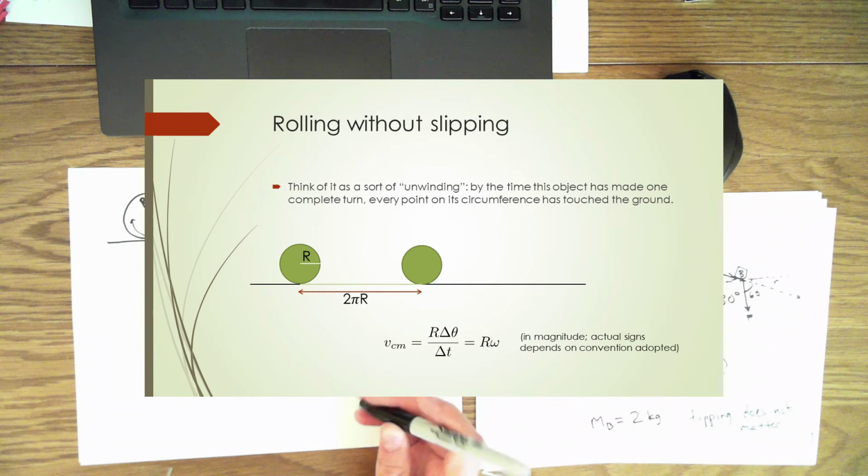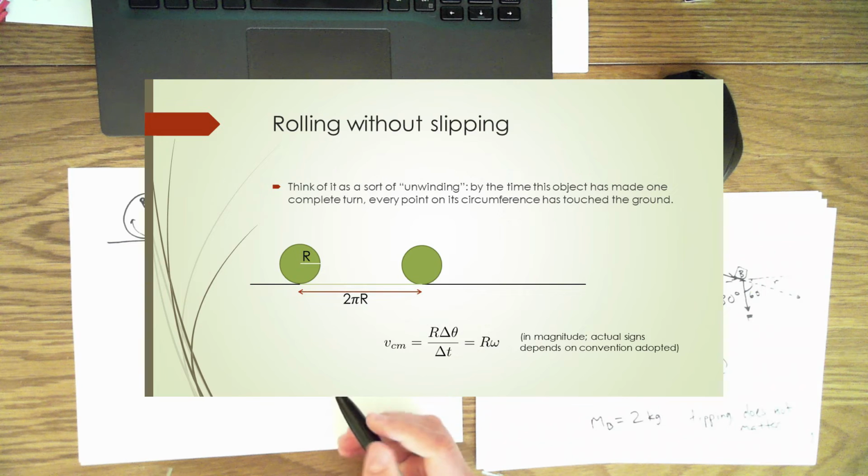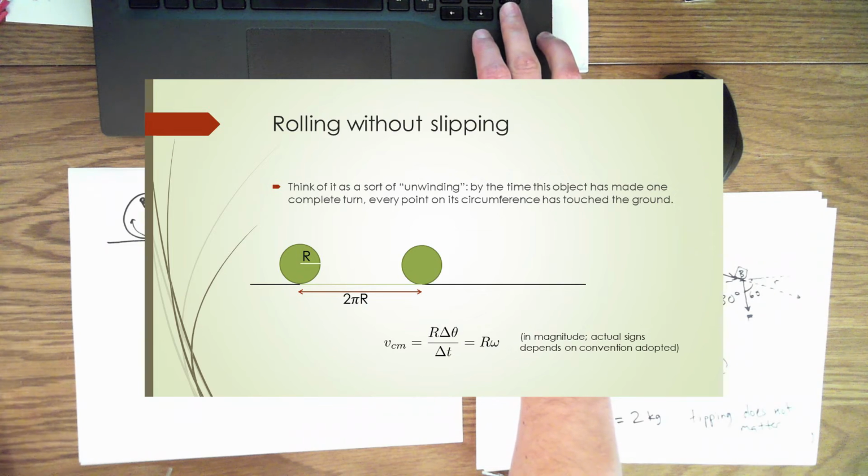So when this thing rolls through a full turn, the distance the center of mass has moved is 2 pi r. And in general, if you move less than that distance, you roll through an angle that's less than 2 pi, say just delta theta, then r times delta theta divided by delta t is going to give you the center of mass velocity, right? So r times delta theta over delta t, in the limit of small delta t, is r omega. That's how this expression comes about. Okay, so that's one important expression.